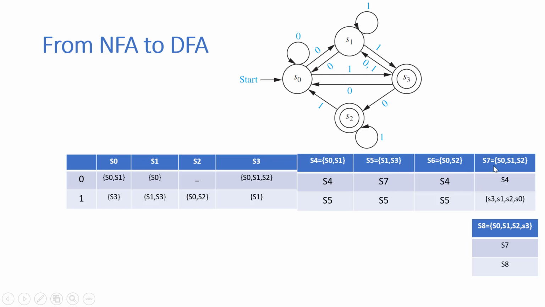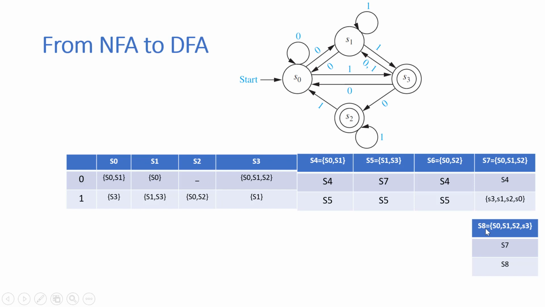Let's take a look at S7. So in S7, which is S0, S1, S2, what are we going to do if you see a 0? So we look at S0, S1, and S2. The union of these two is S0, S1, which we call S4. And then the union of these three, S0, S1, S2, is S0, S1, S2, S3. And that gives us a new state called S8.